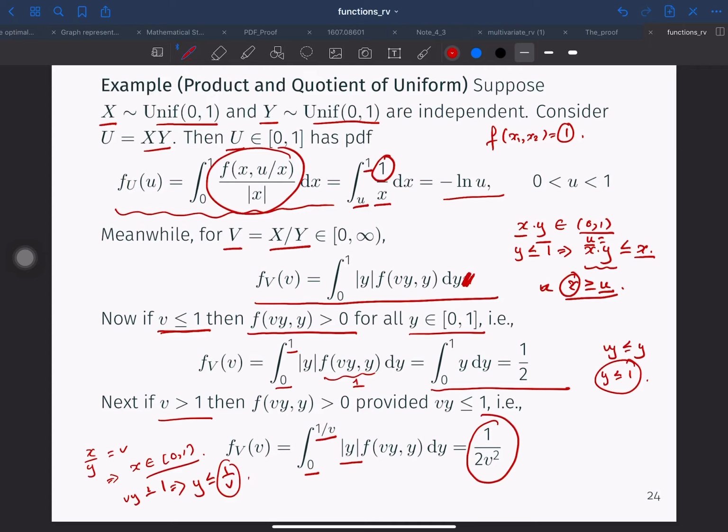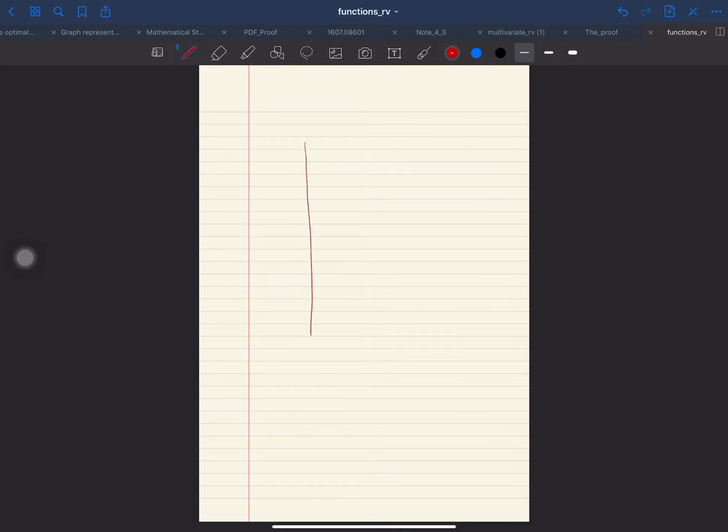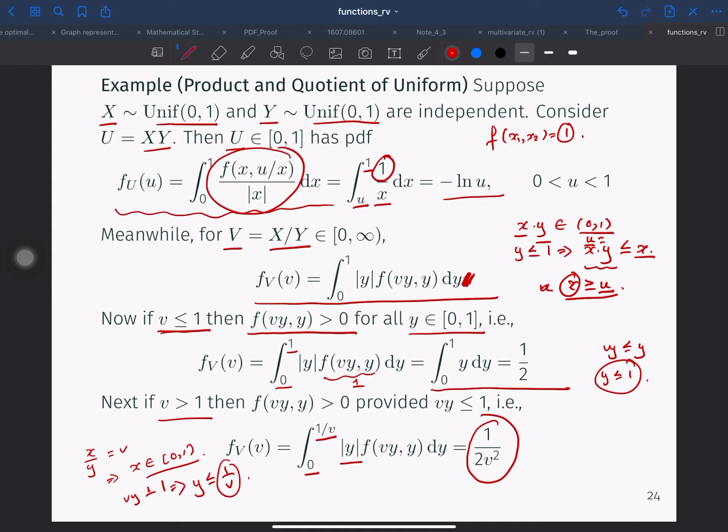So the PDF for the quotient looks something like this. The PDF for the quotient looks like 1/2. So this is the PDF. And then it decays down to 0 as v goes to infinity. And so that is the PDF for the quotient. So once again, just to repeat the record, just be careful about the limits of integration.